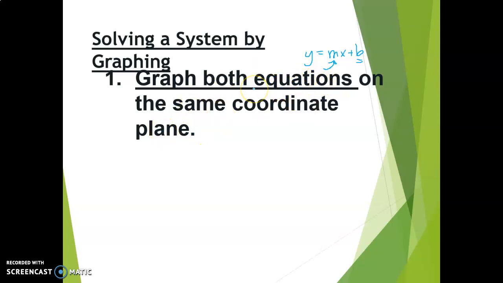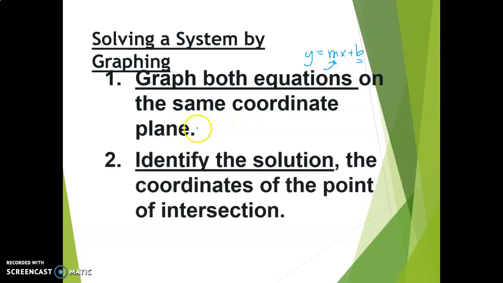So first, graph both of your equations on the same coordinate plane. If you've got 2 equations, you should have 2 different lines. If you've got 3 equations, you'd have 3 different lines. If you had 4 equations, you'd have 4 different lines, so forth and so on. So graph both equations on the same coordinate plane. After that, step 2, identify the solution.